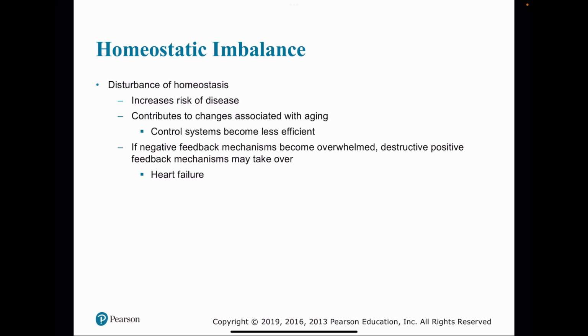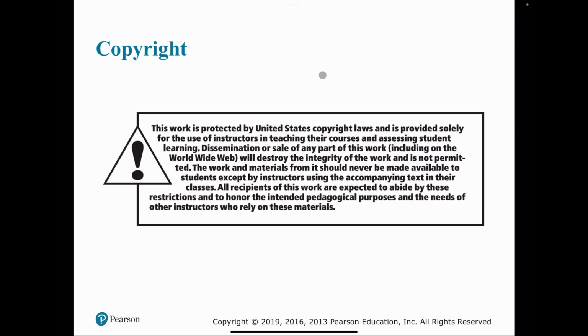If negative feedback mechanisms become overwhelmed, then destructive positive feedback mechanisms may take over. One example of this would be when the heart can't pump blood throughout the body adequately as it needs to. This may cause the heart to become overworked. It's trying to work harder to pump that blood throughout the body, but this actually leads to heart failure. So again, it becomes a destructive positive feedback mechanism.